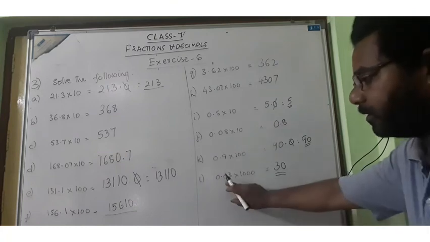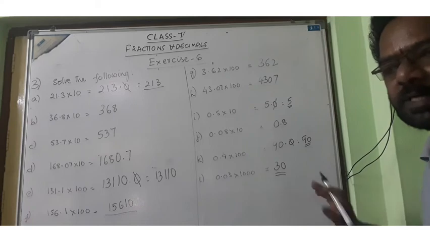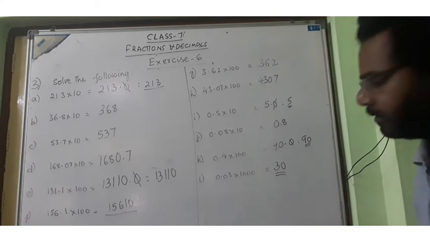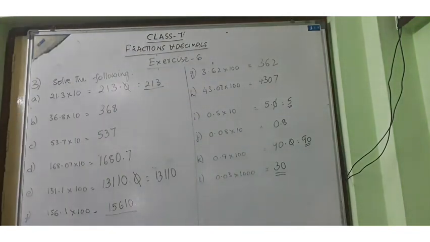Okay, 0.03 into 100 means we can get 3. And 1000 they have given. That's why it is 30. Understand? So please pause the video and note down these sums. This is third Roman.